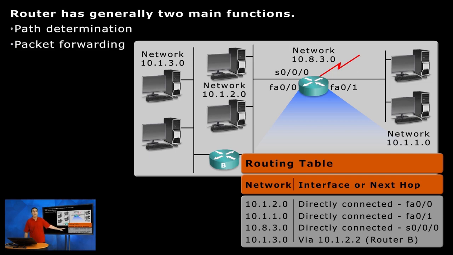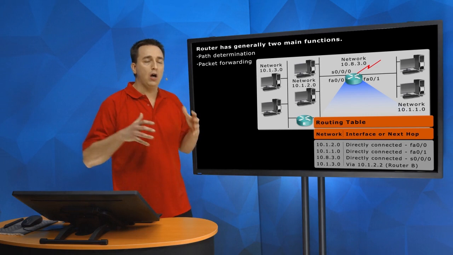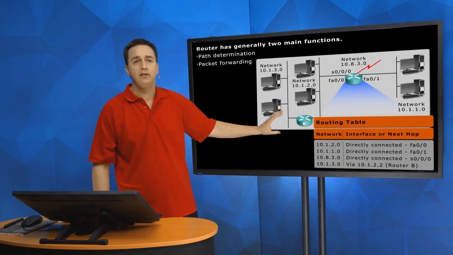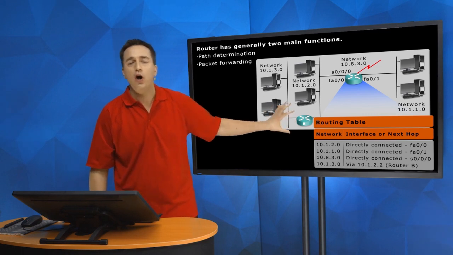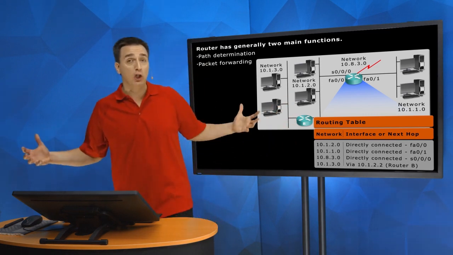And then that serial interface of 0/0/0 is part of the 10.8.30 network. That means I have an IP address on serial 0/0/0 that's part of the 10.8.30 network. So these are all directly connected networks. You will always have directly connected networks in your routing table based on IP addresses you have on interfaces. But after that, you have to learn everything.